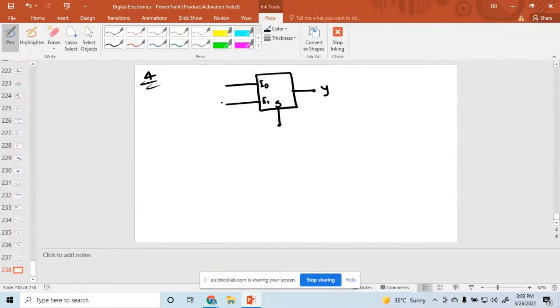Suppose the input is A on the selection line, and the inputs are B and 1. What is the expression for the output? This is equal to S bar I0 plus S I1. So what is the value? A bar I0 is B, plus A into 1. So this value is equal to A bar B plus A.